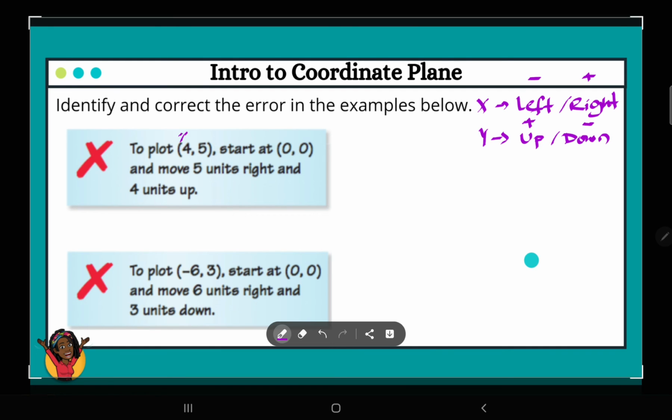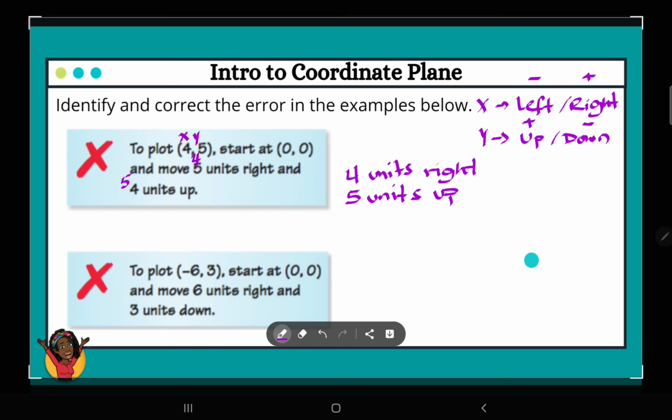So both of these values here are positive. The 4 represents our x, so that would be left or right. So it says start at 0, 0 and move 5 units to the right. Now the 5 is corresponding with the y, so that would not be correct. This should say 4 units to the right and then 5 units up. Okay, so the correct answer would be 4 units to the right and 5 units up.